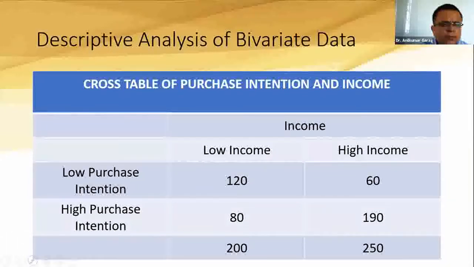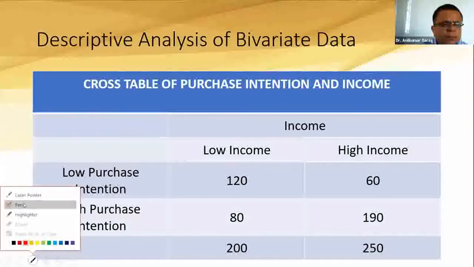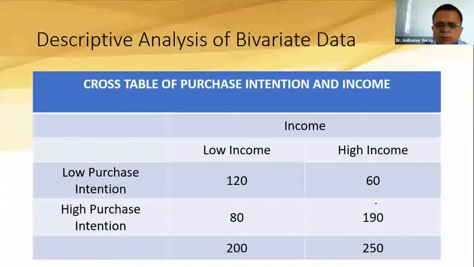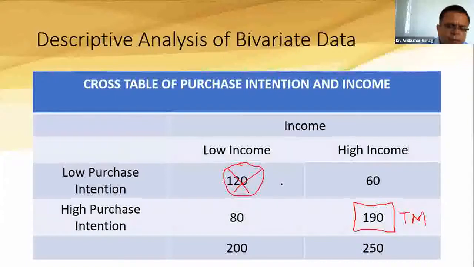When you look at this, if somebody is doing a marketing survey, this 190 becomes the target market. This segment of the market is best ignored because there's neither affordability nor intention. Whereas this 190 becomes the target market.